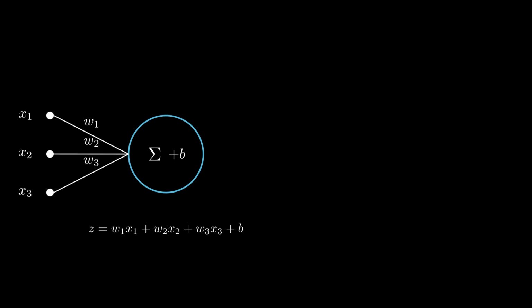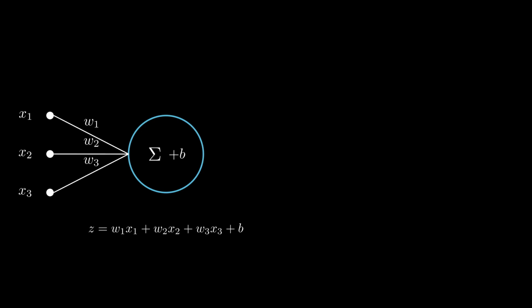Let's write out the full calculation. The result of this linear step, which we'll call z, is the sum of each weight times its input, plus the bias. So, W1 times X1, plus W2 times X2, and so on, finally adding the bias B.